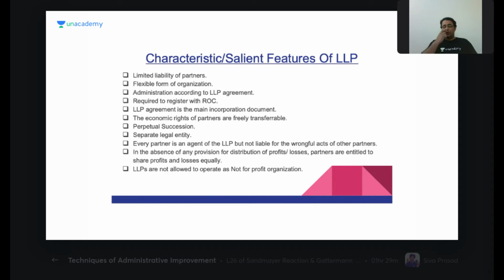The LLP agreement is the main incorporation document, like I told you earlier. In terms of a traditional partnership firm registered under the Indian Partnership Act 1932, the partnership deed was the utmost important document.